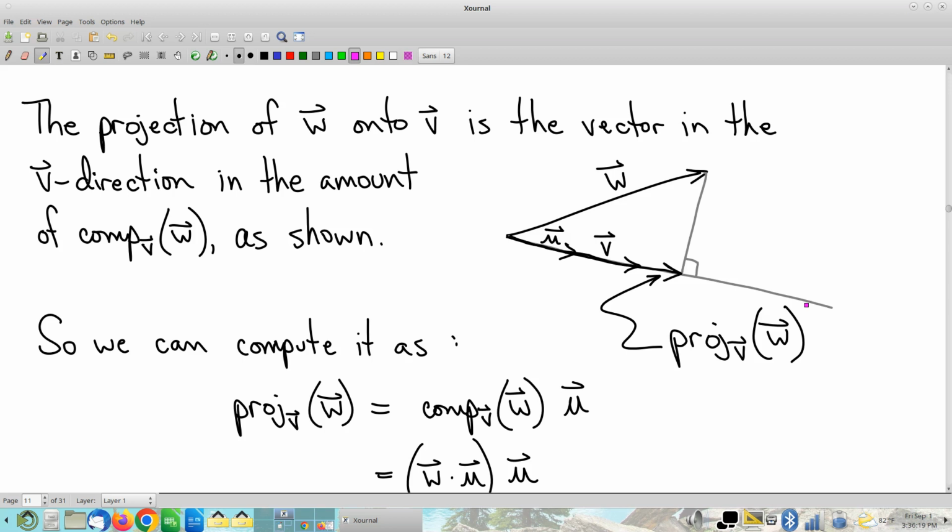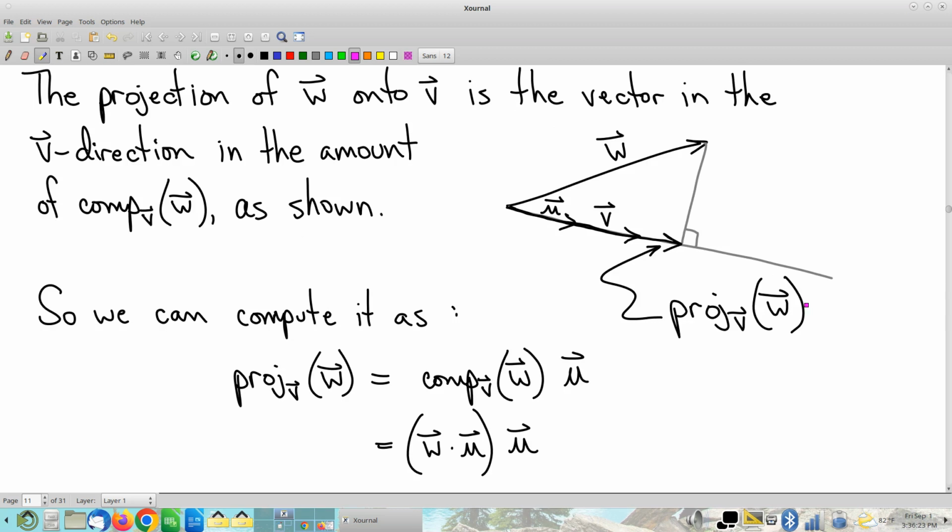Well, here's the thing. This projection is a vector. Vectors have magnitude and direction, and I'm going to make the observation that the direction is pretty easy to write down. It's just the unit vector pointing in that direction. We have a simple formula for a unit vector. So the direction is just, boom, there it is. It's u.